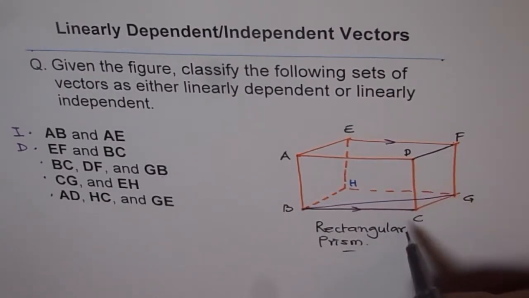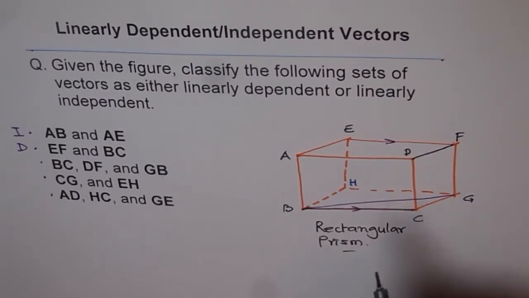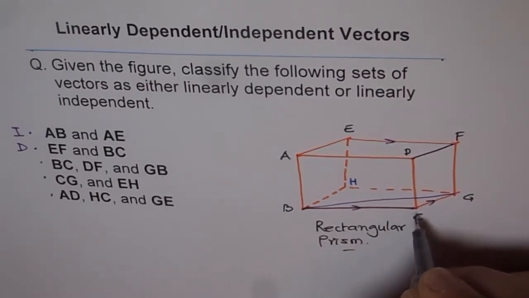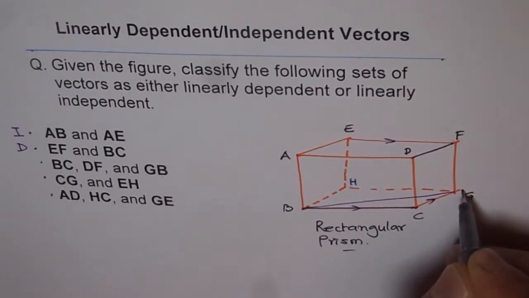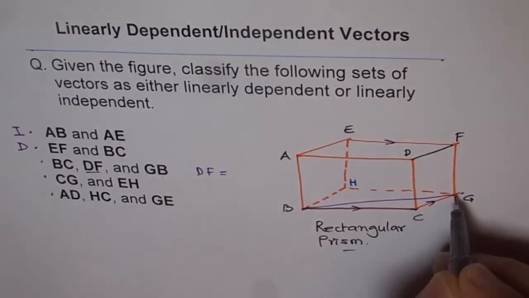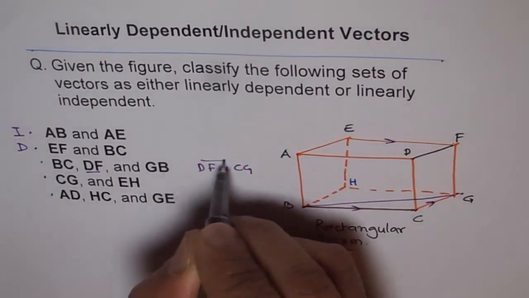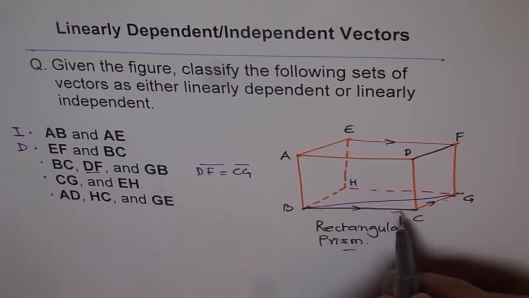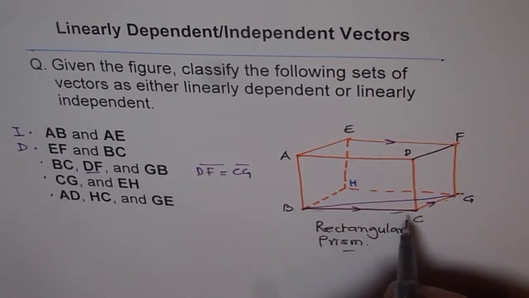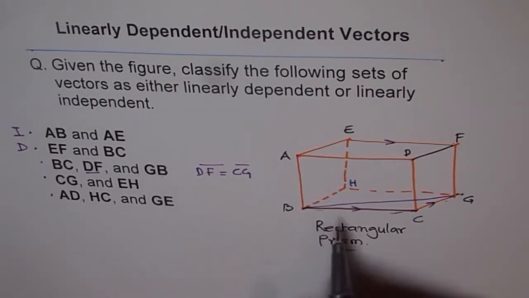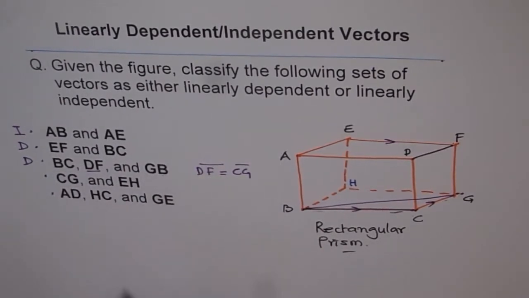Now whenever there are three vectors, they will be dependent only if they are in the same plane, right? Now vectors can be translated. So we can translate DF from here to this place, correct? So this is the same as DF. CG is equal to DF, right? If you replace DF by CG, then you can see that they are in the same plane. We can have a linear combination of these three vectors equal to 0, right? So these are actually dependent vectors.